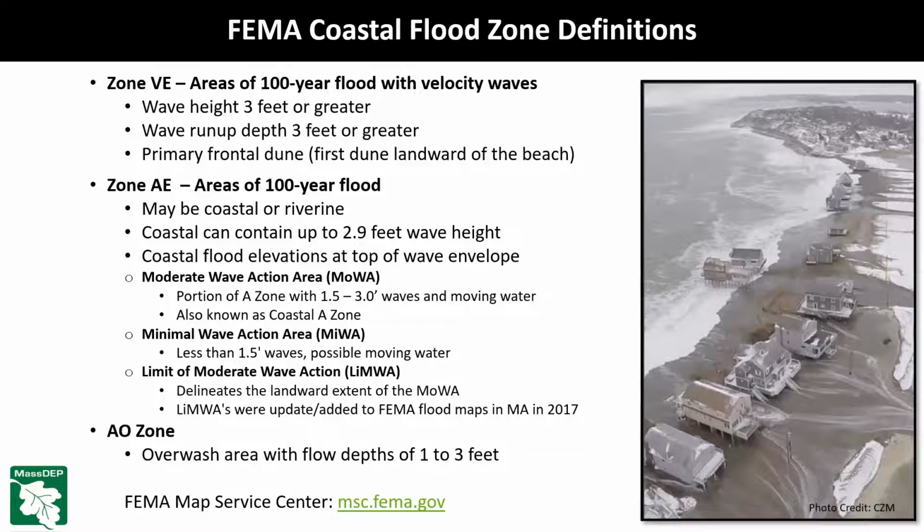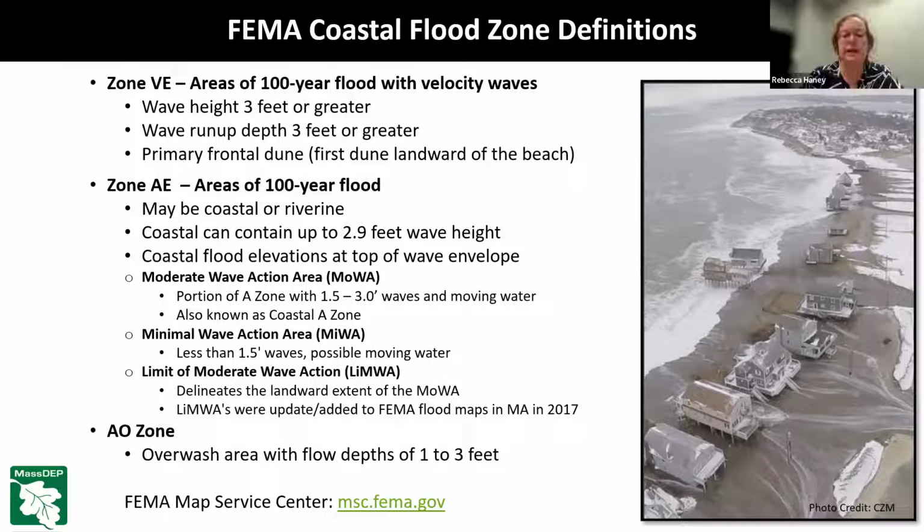In the 10th edition building code, when it refers to coastal A zone, that is the same as the moderate wave action area. Then landward of the moderate wave action area, you have the minimal wave action area, where there's less than 1.5 foot breaking waves and possible moving water. These two areas are separated on the FEMA flood insurance rate map by the limit of moderate wave action area. So LIMWA is delineated to show you the extent of the moderate wave action area or coastal A zone, and it is on all the FEMA maps now.